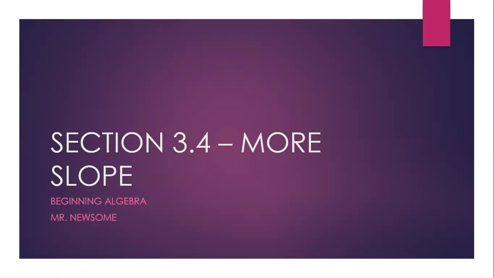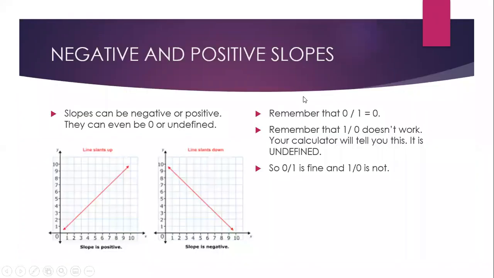Okay, so in section 3.4, we talked about slope. There's more to say about slope, so this is kind of a continuation of the first section 3.4 we did. So I just called it more slope. Keep it simple. Okay, first things first. We can talk about negative slopes or positive slopes.